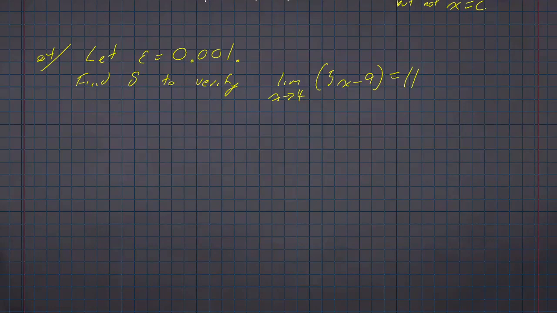So if I evaluate, plug in x equals 4, 5 times 4 is 20, 20 minus 9 is 11. So it seems very reasonable that the value of this function is, or the value of this limit is 11 as x approaches 4.